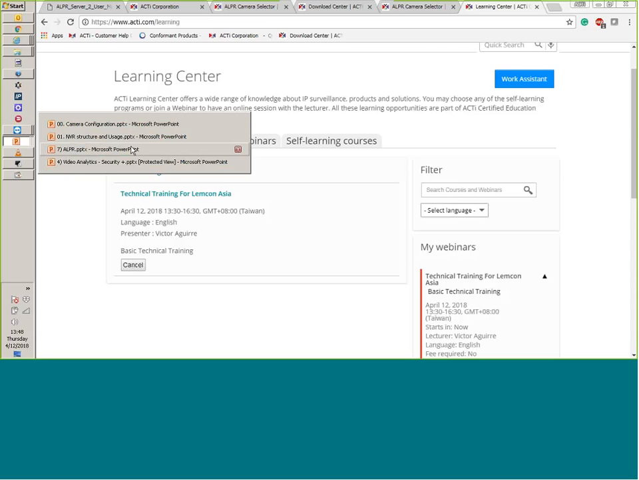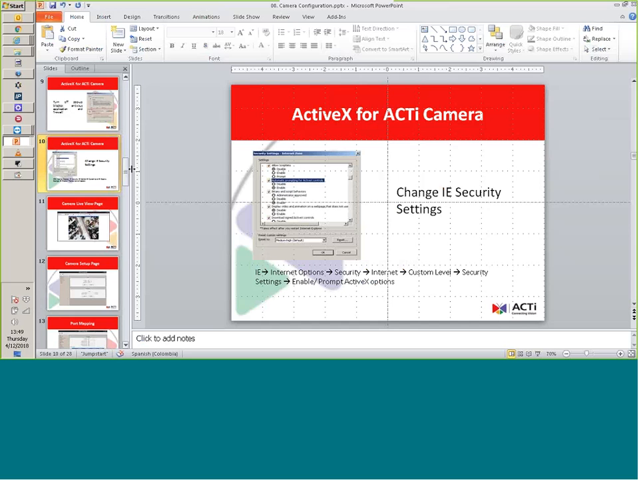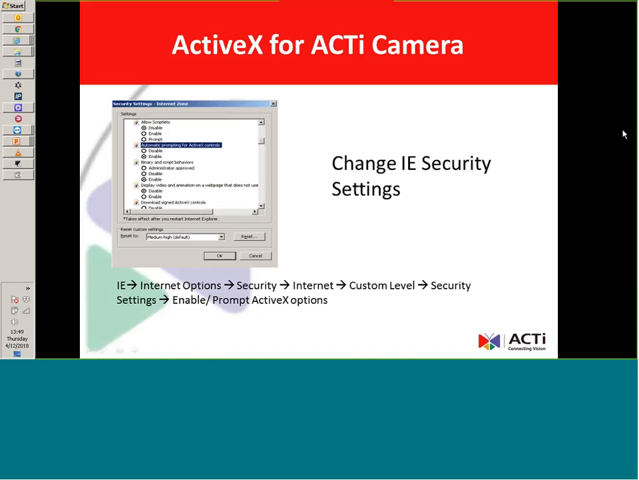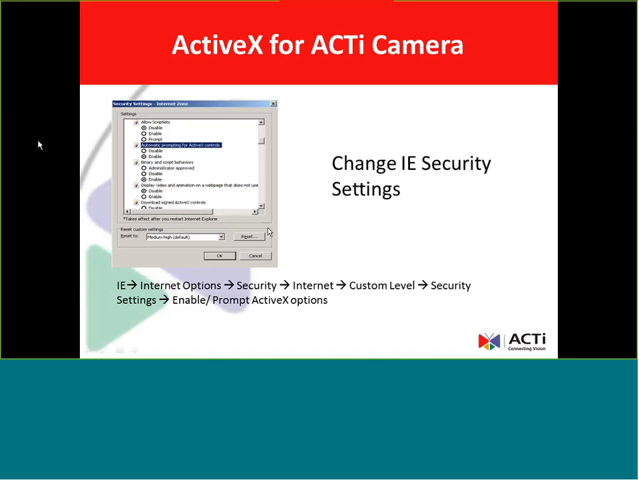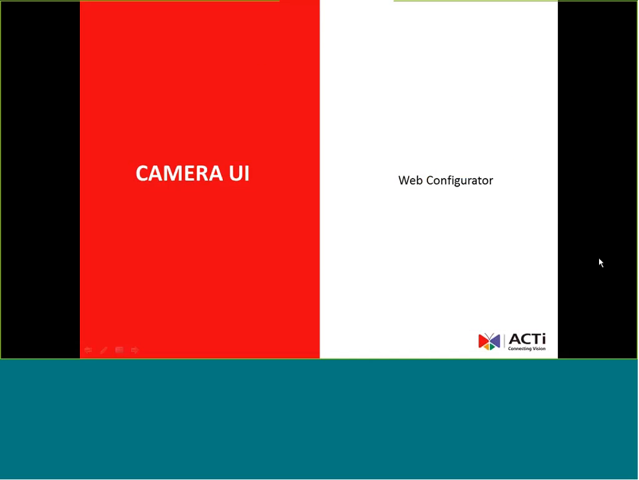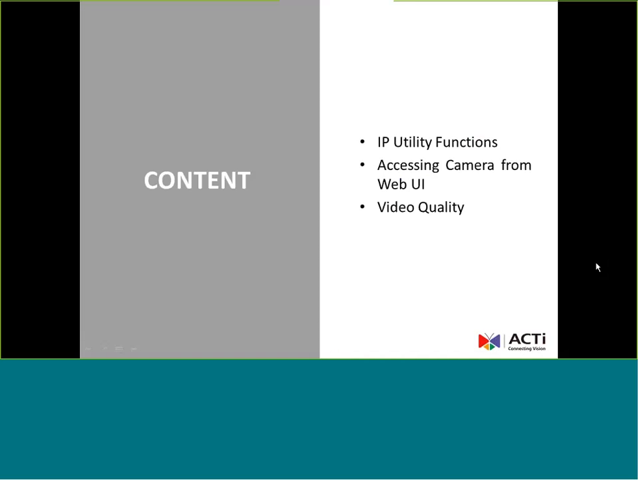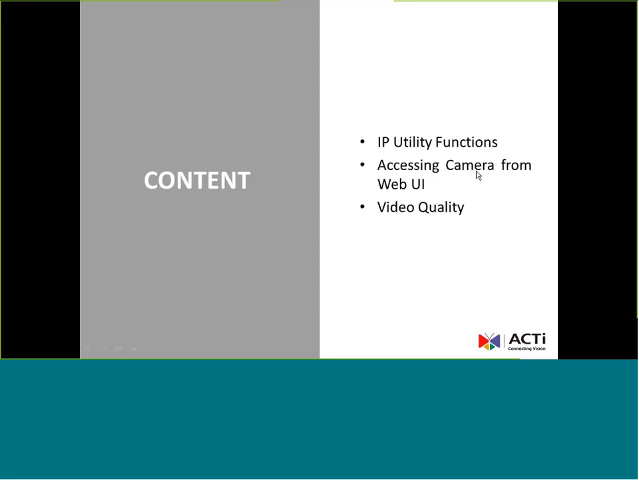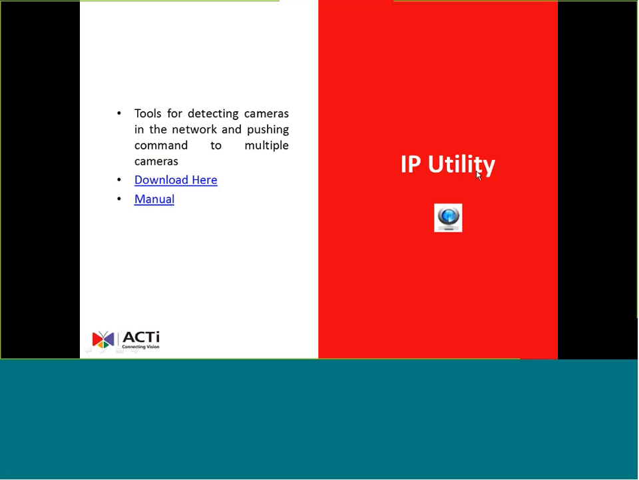Okay. So let's start first with the cameras. At any moment, if you don't hear me correctly, just let me know. Okay. So one of the tools that we use the most when we are configuring the cameras is IP Utility. IP Utility is one of the programs from ACTI that allows us to find all the cameras in our network.